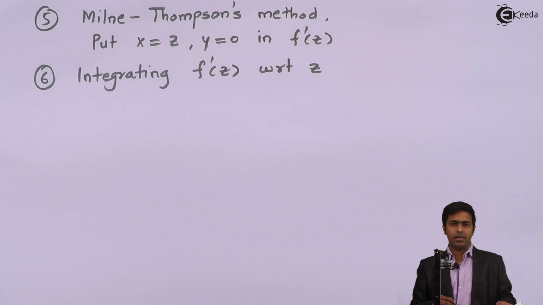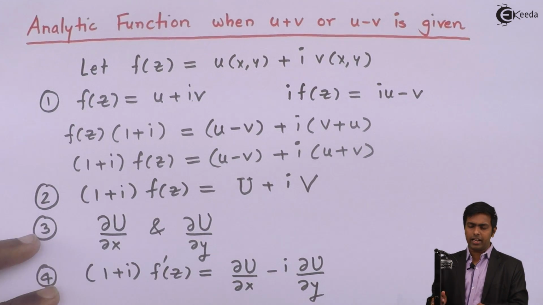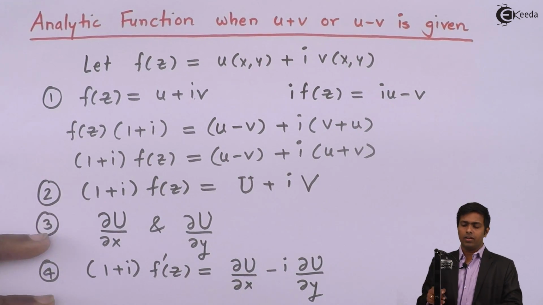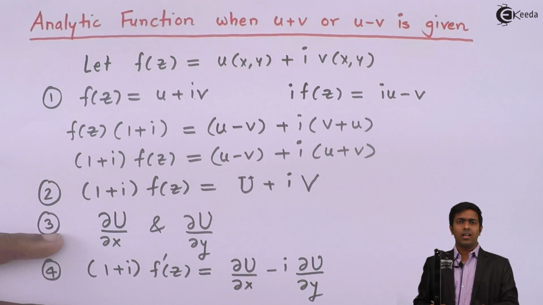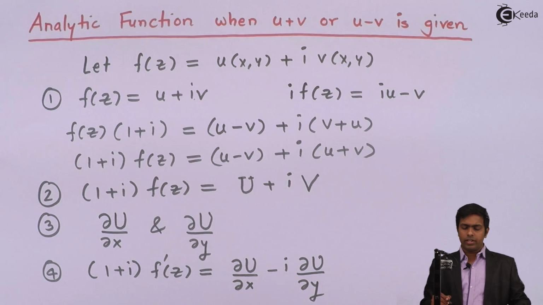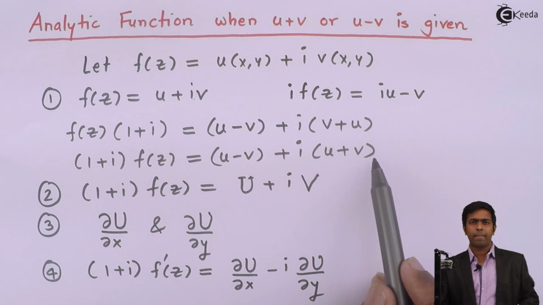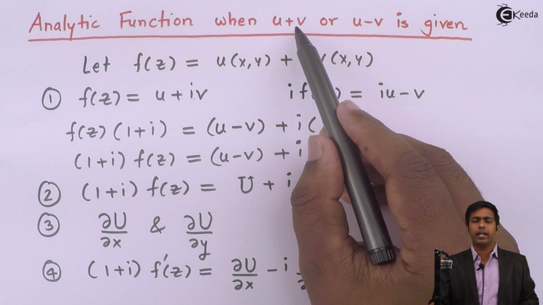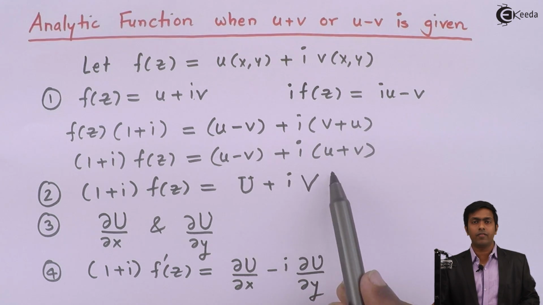So by this method we are going to find the analytic function f of z when u minus v is given. Now let's say, friends, if u plus v is given, what will we do? So the first step will remain the same. Now since u plus v is given, it means the imaginary part, capital V, is given.